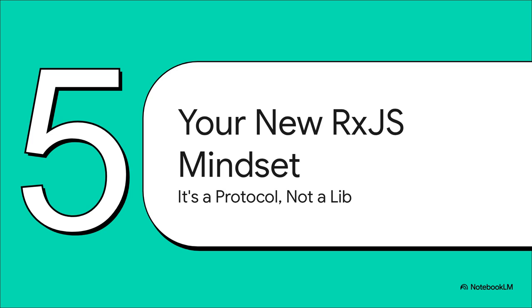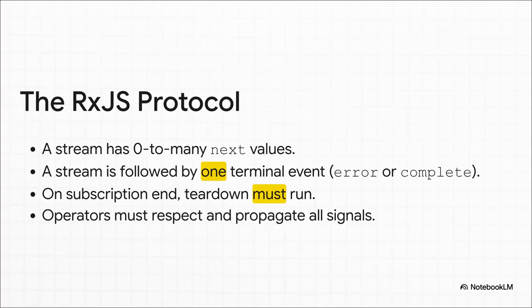When you put all of these pieces together, it gives you a much more powerful way to think about writing reactive code. You start to realize it's not just about using a library, it's about respecting a protocol. Look, these aren't just suggestions. They're the fundamental contract of RxJS. Every single well-behaved observable and operator plays by these rules. And honestly, respecting this protocol is the difference between writing resilient, predictable apps and fighting an army of invisible zombies.